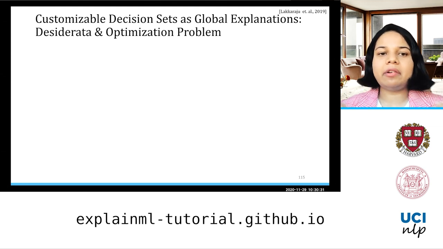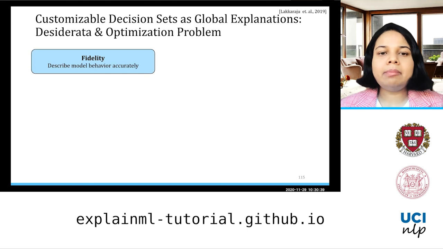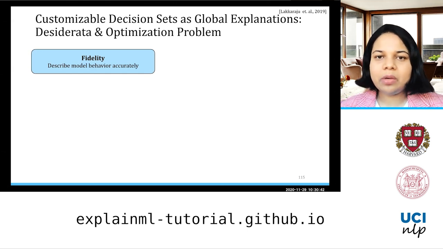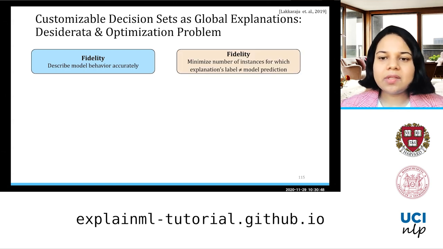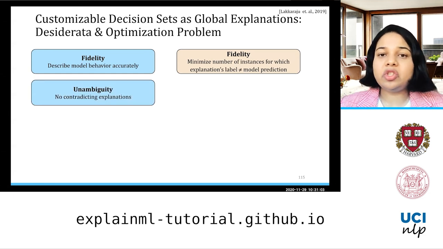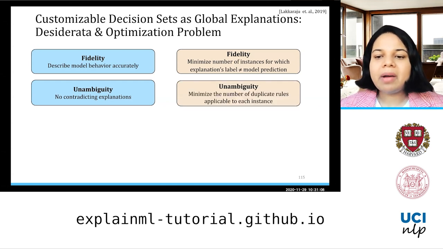Okay. All right. So now let's take a step back and talk about what the desiderata are, or what the criteria are that are required to generate such decision sets as global explanations and how they can be operationalized. Now, the first important criterion in these cases is fidelity, which is to describe the model behavior accurately using the explanation. And this is operationalized by adding a term in the objective, which minimizes the number of instances for which the label assigned by the explanation does not match the model prediction. And the second criterion is unambiguity, which means we do not want any contradicting explanations. And to enforce this, we minimize the number of duplicate rules applicable to each instance.